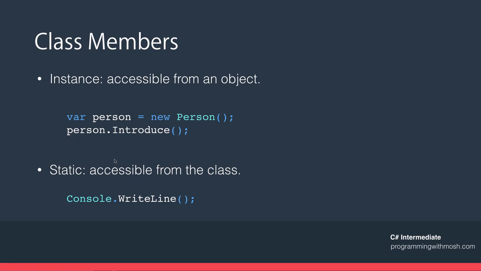Before we start coding, let's talk about class members. In C#, we have two types of class members. We have instance members and static members. An instance member is accessible from an object. You have already seen that before. So we create a person object and then call the introduce method on the object. But we also have static members, and a static member is accessible from the class, not an object. An example of that is Console.WriteLine. So Console is a class and WriteLine is a static method. So we don't have to create an instance of Console using the new operator in order to call WriteLine.